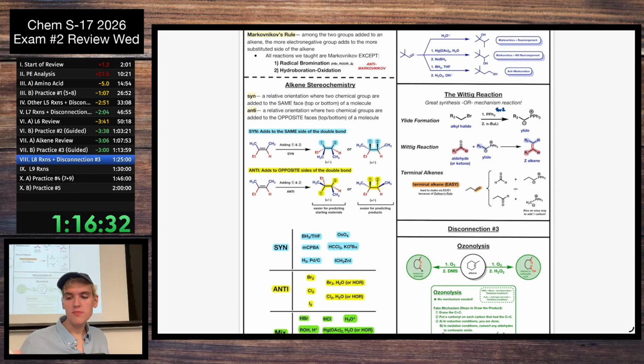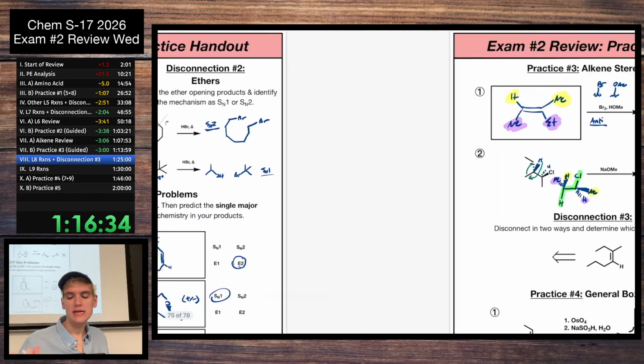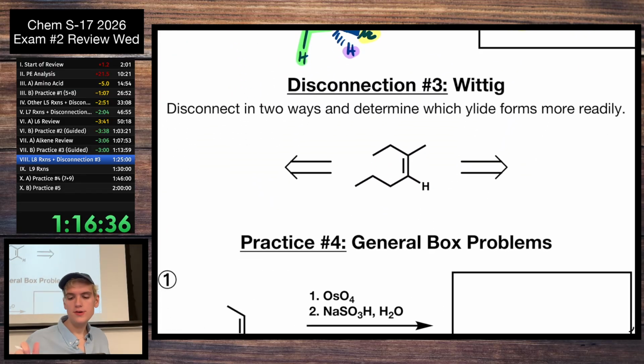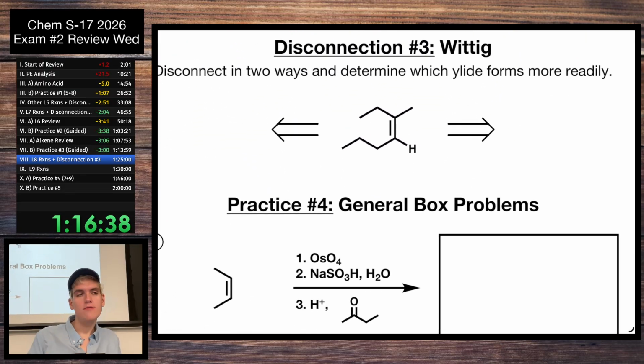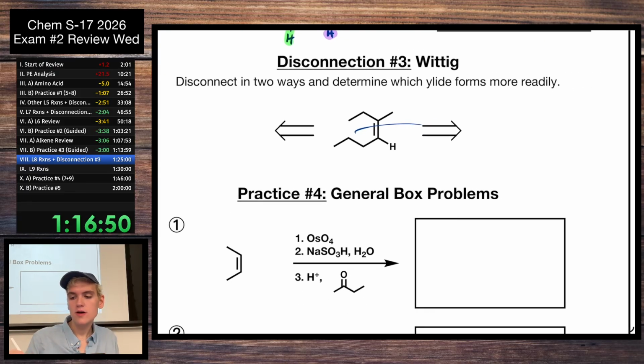So with this, let's practice the disconnection really quick for the Wittig. What we're going to do, and we're going to do this together, is we find our double bond, cut it. When we cut our double bond, we need to make one side a carbonyl, one side an ylide, and we have options, right? We could make the top one the carbonyl or the ylide. So let's do both options. Option 1, the top one's the carbonyl, and option 2, the top one's the ylide.